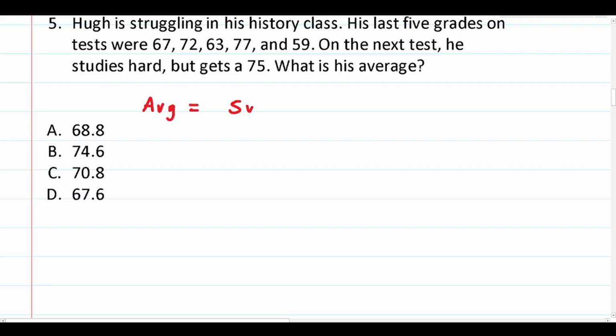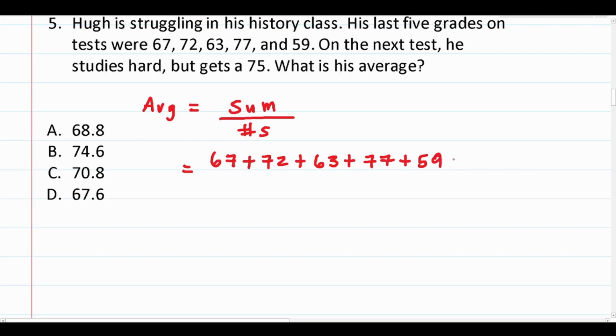Okay, so to find averages or means, you sum up all the numbers you're given and you divide by how many numbers there are. So that looks like this. We're going to sum up all the numbers that we're given. So we have 67 plus 72 plus 63 plus 77 plus 59 plus 75. And we're going to divide by how many numbers there are. There are 1, 2, 3, 4, 5, 6. Okay, and by working this out, we'll know what his average in the class is.